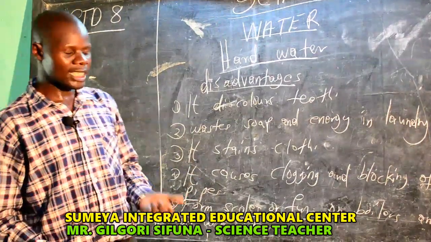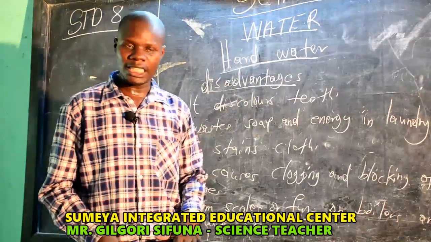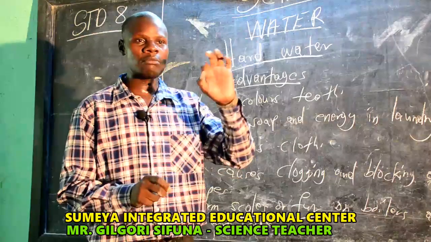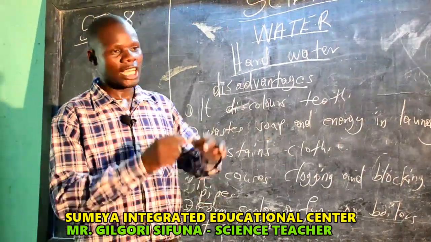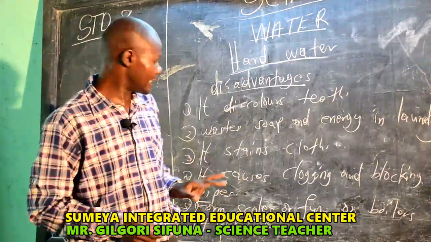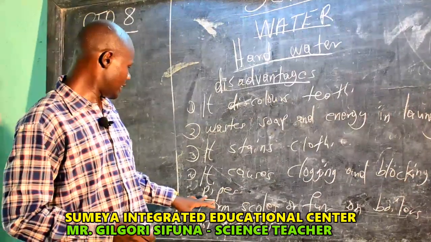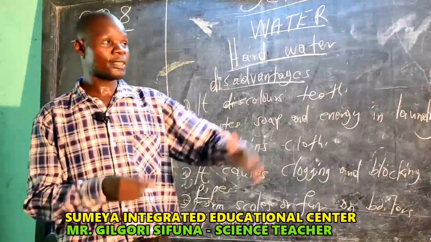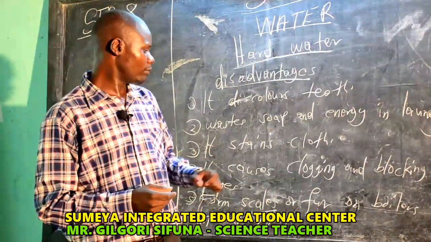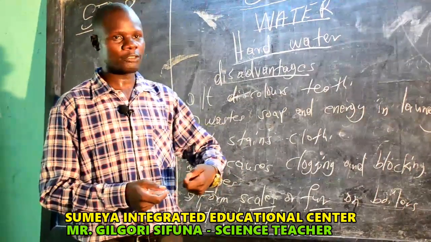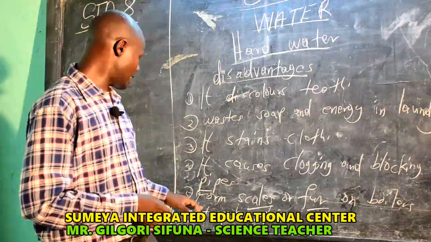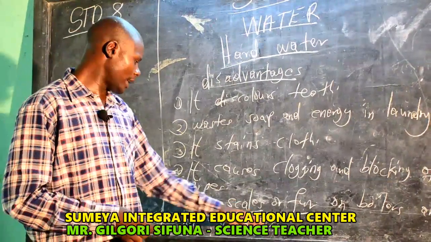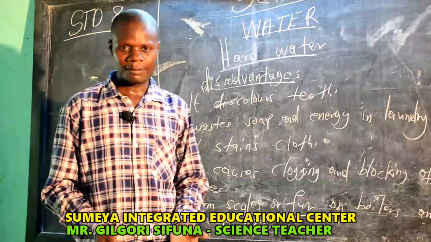Number 3, stains clothes. If you have a white garment or a white handkerchief and you are using hard water, you find there are black spots there. Or if it is a different color, you find some spots there. It stains clothes. Number 4, it causes clogging and blockage of pipes. Pipes that pass water, you find they block because scales are forming inside. Lastly, the kettles, aluminum kettles, hot water pipes and also boilers in our kitchen.